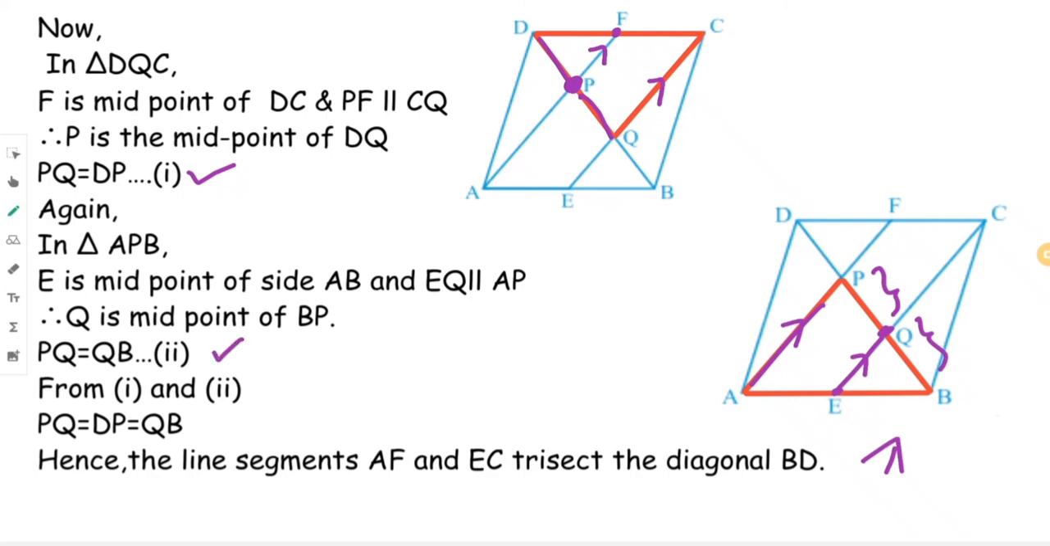Now when you look at 1 and 2, can you see that PQ equals DP and again PQ equals QB, which means all these three lines are equal. Therefore you can say PQ equals DP equals QB. Hence we can finally say the line segments AF and EC trisect the diagonal BD, or it is divided into 3 equal parts.